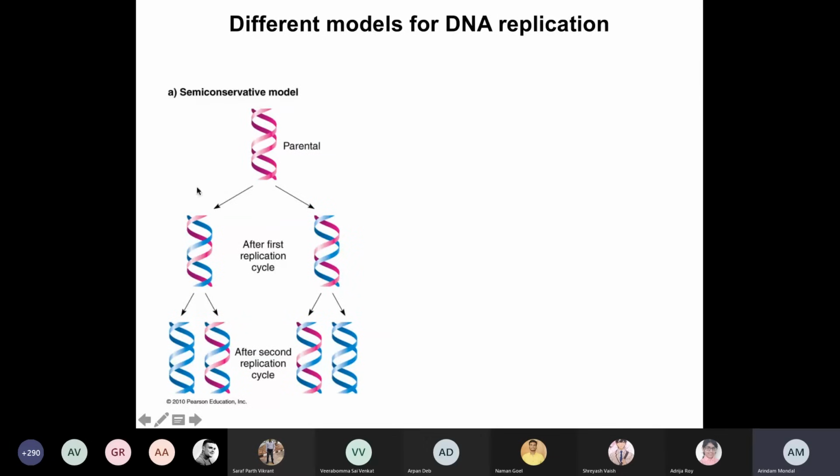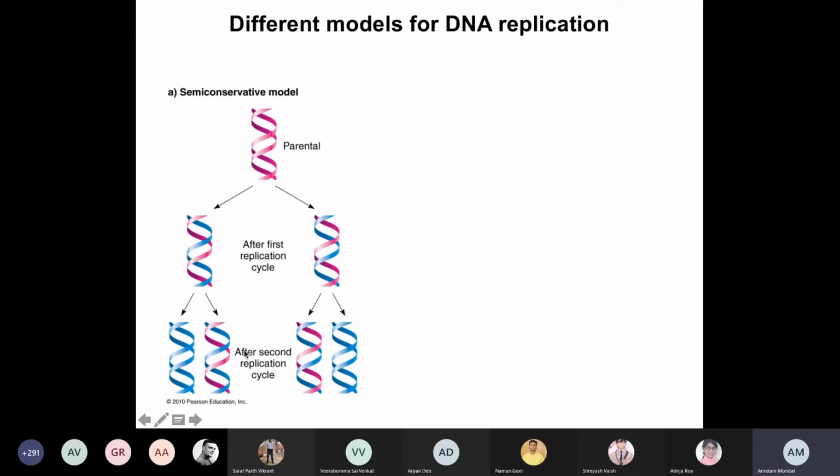So at the end of the first, say for example this is the 0th generation, and this is the first generation. This is complete N15. If you consider the red as N15-containing DNA, this is complete N15, so complete heavy DNA. At the end of the first generation, you have half N15, half N14, that means complete hybrid DNA. At the end of the second generation, 50% of molecules are hybrid, 50% are light, right?